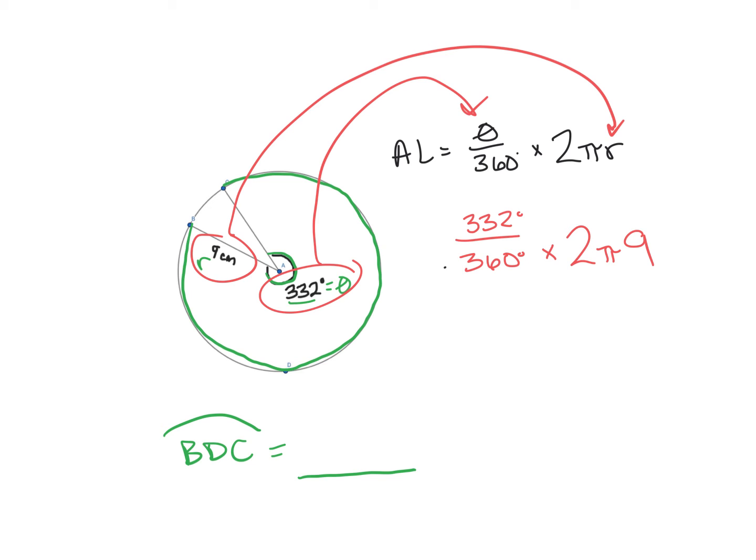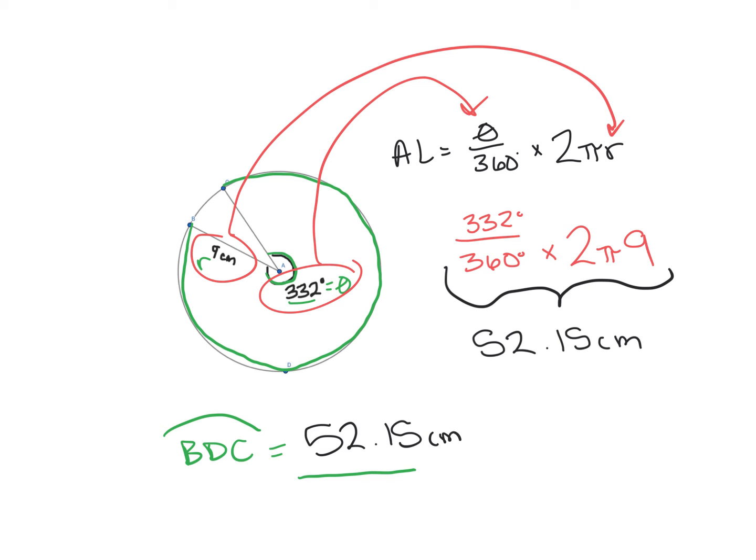Again, if I enter all of this into my calculator, what I get out is, after rounding, 52.1500 centimeters. So that is what this arc length is valued at. That's the decimal, 52.1500 centimeters. Again, centimeters being my unit.